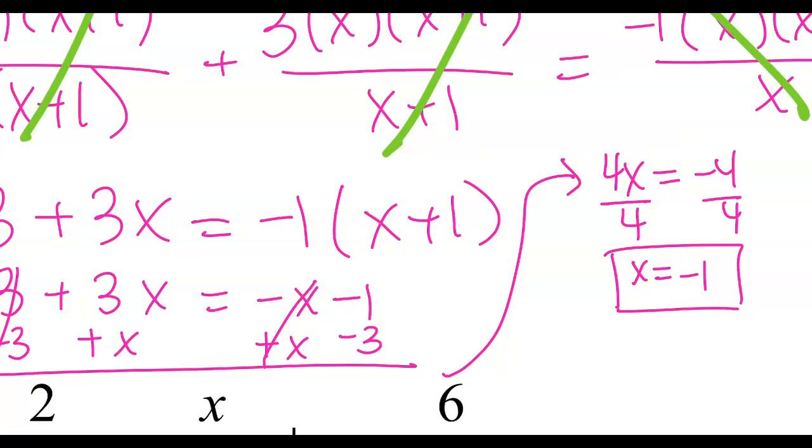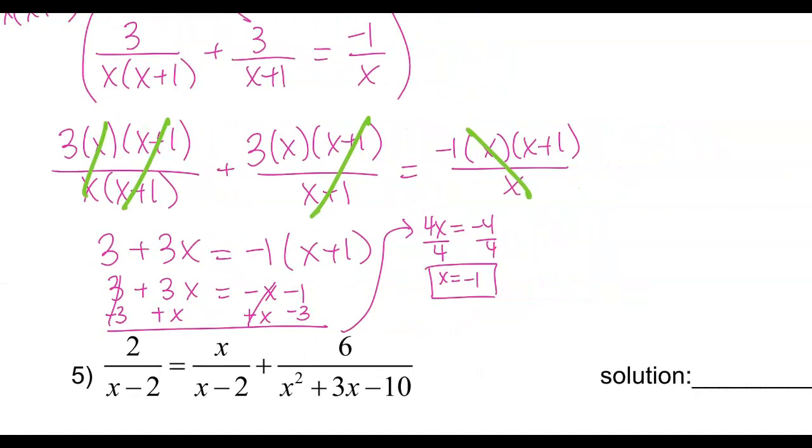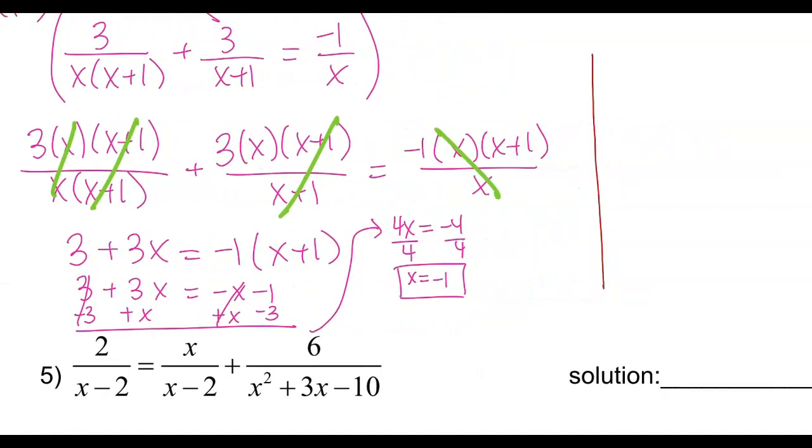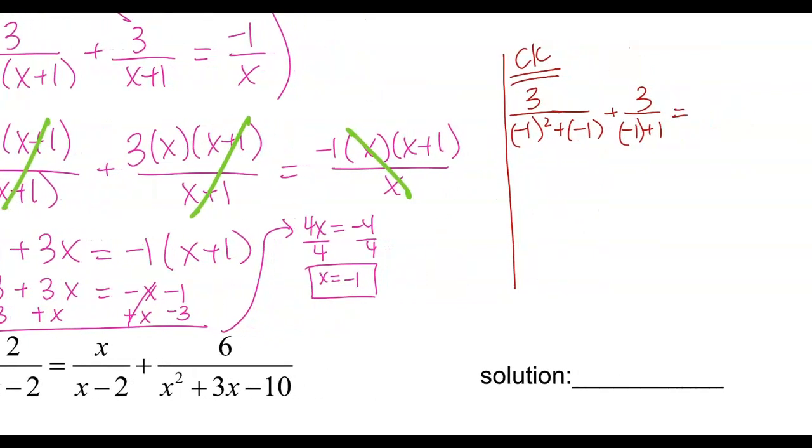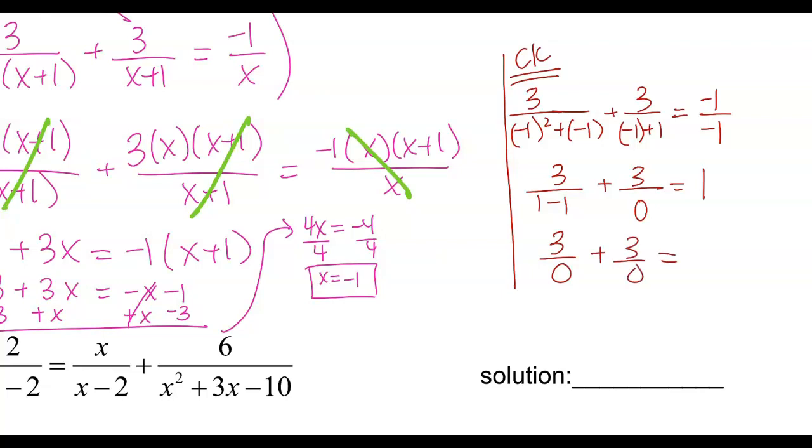Andrea, I forgot. Am I done? What do you still have to do? I have to still check it. So right next to it over here, I want you guys to do the check step. Take that original equation that you have, plug in that -1, and simplify. So we have 3 over 0 plus 3 over 0 equals 1.